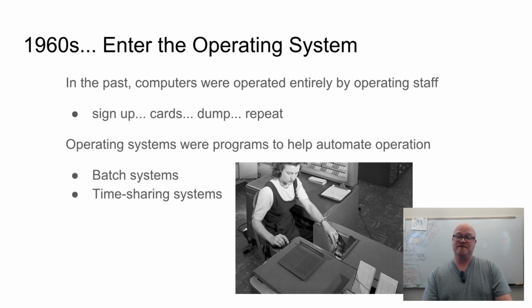So that's what we had before operating systems. And the earliest operating systems that really helped us improve the overall throughput of our machines were really simple batch systems.